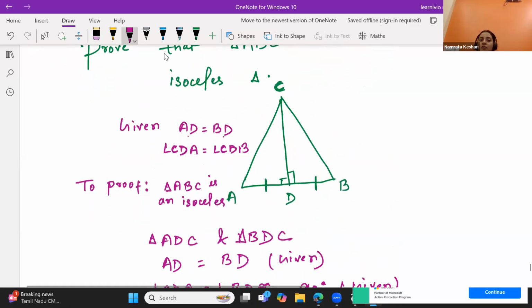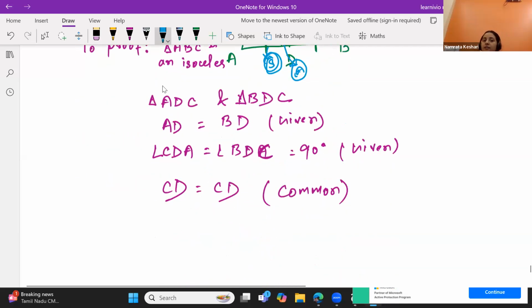Sometimes you will be able to show that this is the same, that is the same, that is the same, but still you will find that no congruency criterion is matching. So after writing these three pieces of information, you have to check. AD, this side we have used, this 90 degree angle we have used, and this common side also we have used. That means side angle side. Yes, by SAS we can say these two triangles are congruent.